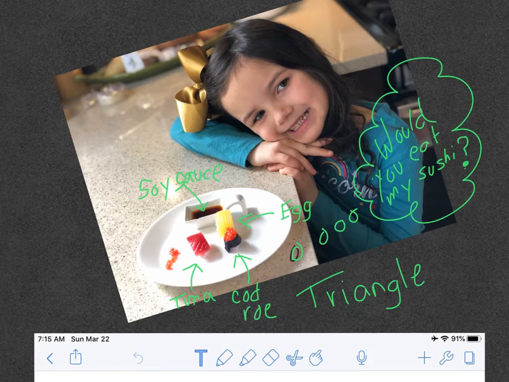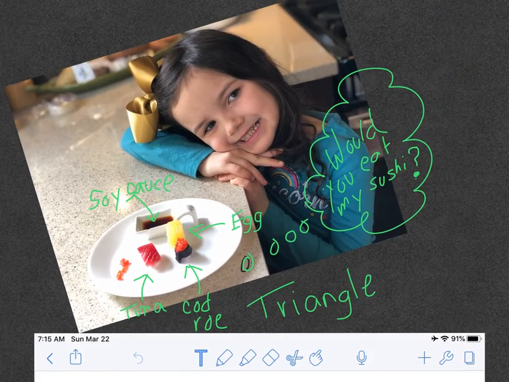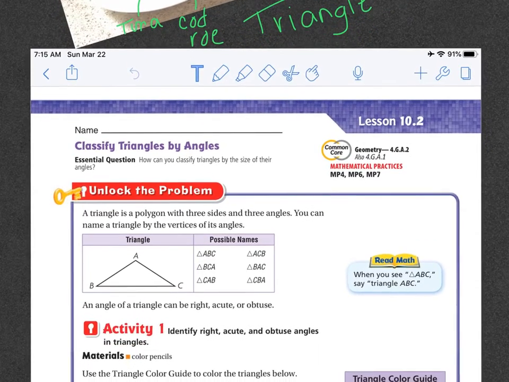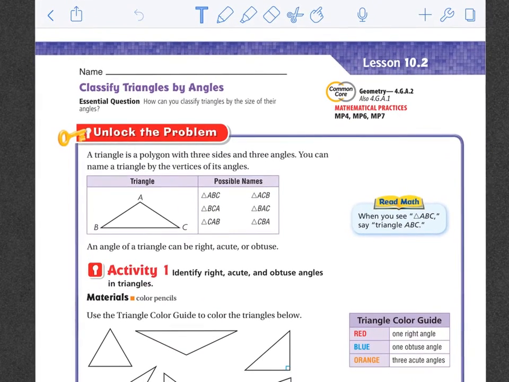You guys are actually very good because I've already asked you questions so far this year about our shapes, the triangles, and how to classify them. So we're going to officially learn how to do that today. We're going to start by understanding our learning target, which is how do we classify triangles by the size of their angles. So we're specifically looking at not side lengths, but just their angles themselves, whether they're acute or obtuse or right.